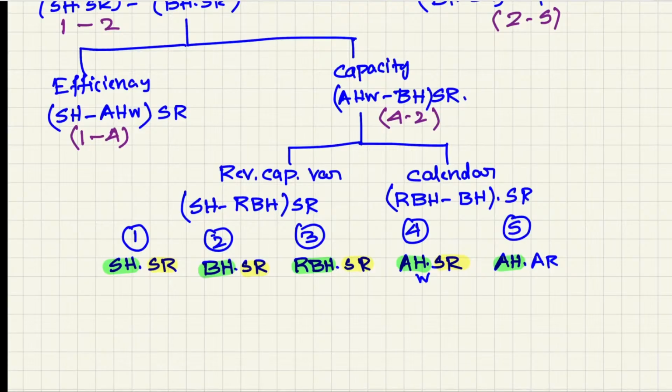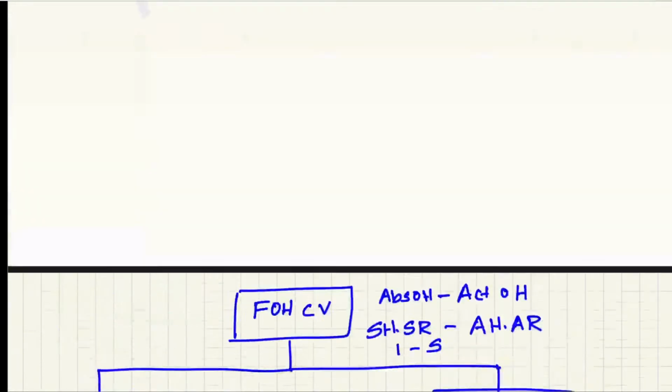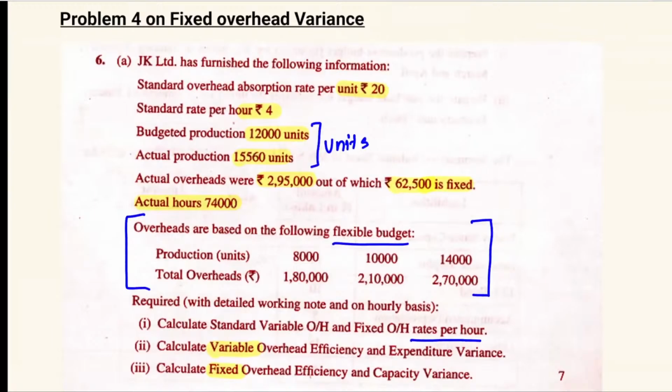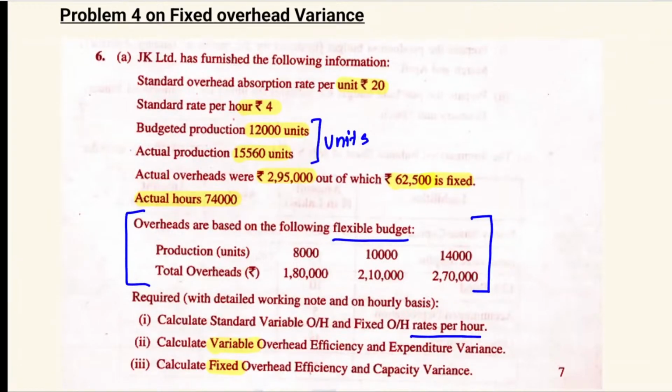Calendar variance is given by 3 minus 2 and revised capacity variance is given by 1 minus 3. Actually, we have not seen any question on revised capacity variance so far, but calendar variance is actually asked everywhere. And the previous question is asking about variable overhead also. So let's also revise variable overhead.